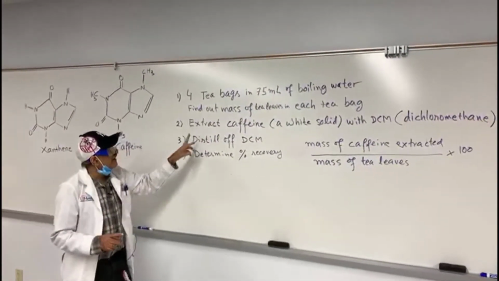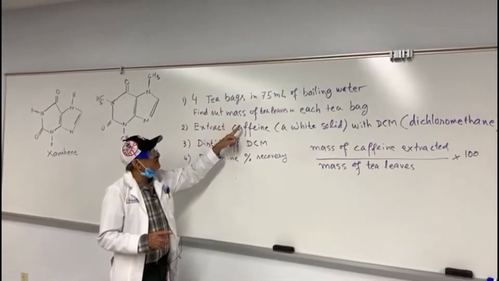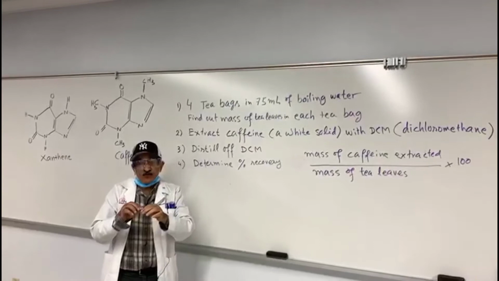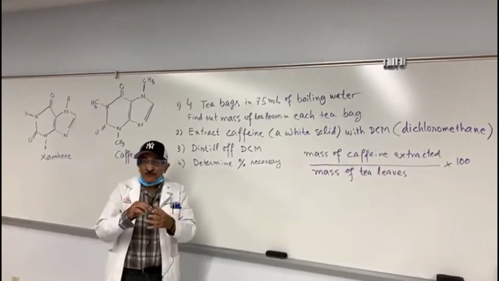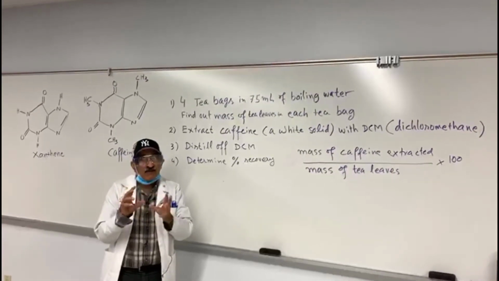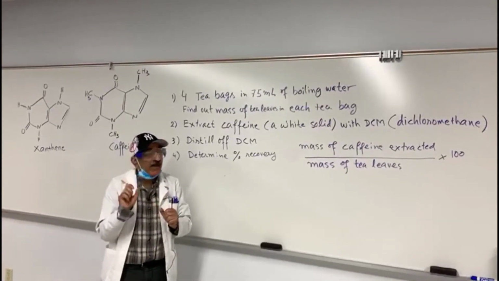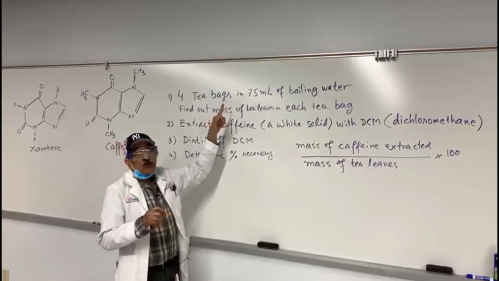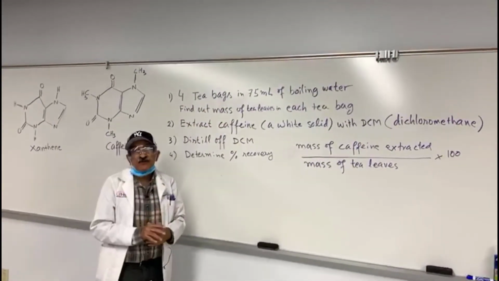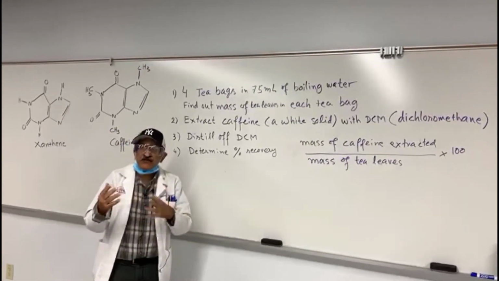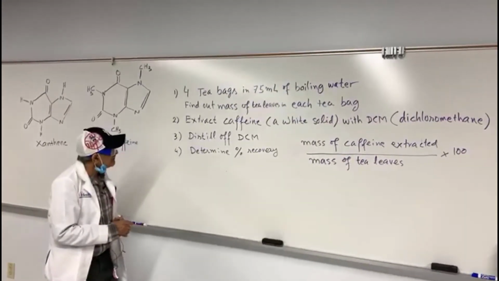Before we do that, we have to find out the mass of the tea leaves in each tea bag. So you have to actually rip the tea bag open and determine the mass of the tea leaves so that you know how much tea leaves are present in each bag. So you multiply it by 4, and you will get the overall quantity of tea leaves in 4 tea bags.